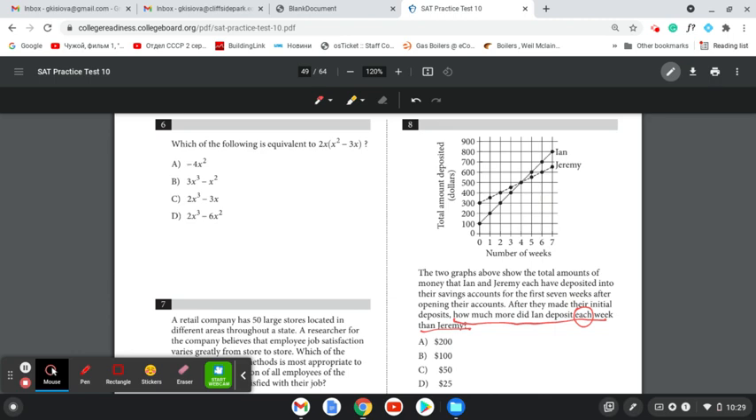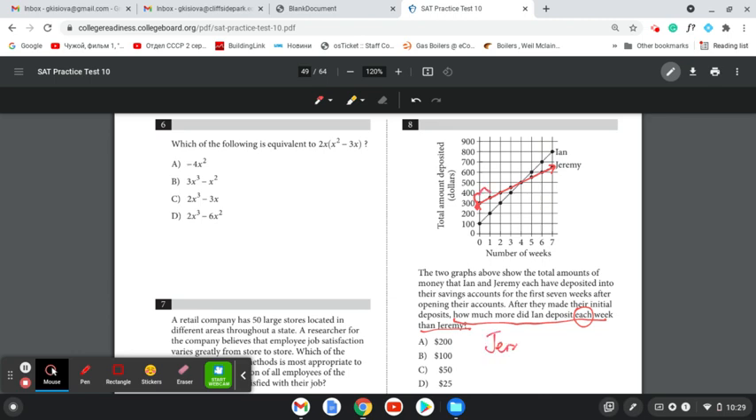In our case, because they're asking for the amount each week, that means the average rate of change we are comparing between Ian and Jeremy, which in terms of the graph is slope. Right? So I'm going to start with Jeremy. Here is Jeremy's line. The slope of Jeremy's line is, it goes up by 100 over 1 week.